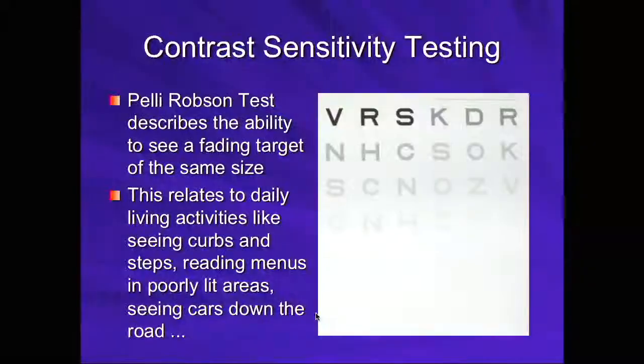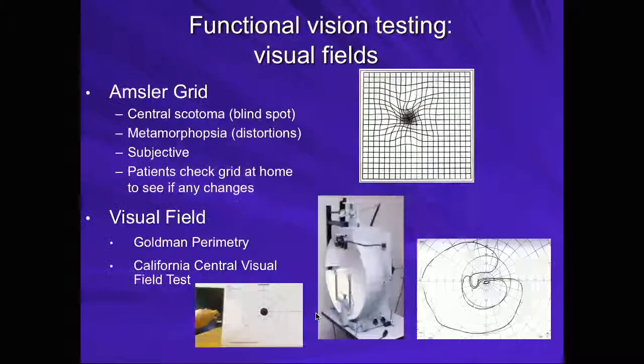So I mentioned contrast sensitivity, which is important in seeing curves and steps. So we will test you with a chart that has fading letters. It's called the Pelli-Robson chart. And for your central vision or your peripheral vision, there are different ways we test this. For central vision, many of you might have the Amsler grid at home, especially for macular degeneration, to see if there are any changes in the lines, if it's wavy or curvier. And that's really for central vision.